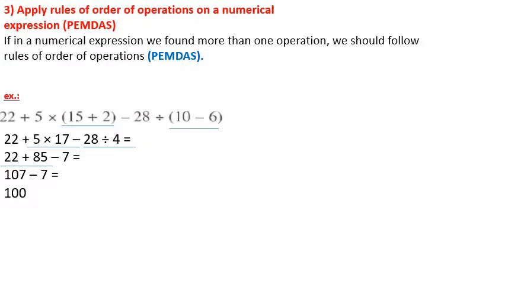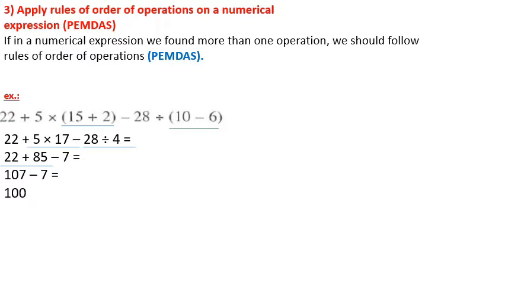Also in multiplication and division, if we have a numerical expression, we should apply the rules of order of operations, which are PEMDAS. For example, if I have 22 plus 5 times parentheses 15 plus 2 minus 28 divided by parentheses 10 minus 6. Here I should ask who is the greatest, or who is the most powerful. It is the parentheses. So I start calculating the two parentheses, and I get 15 plus 2 is 17, and 10 minus 6 is 4.